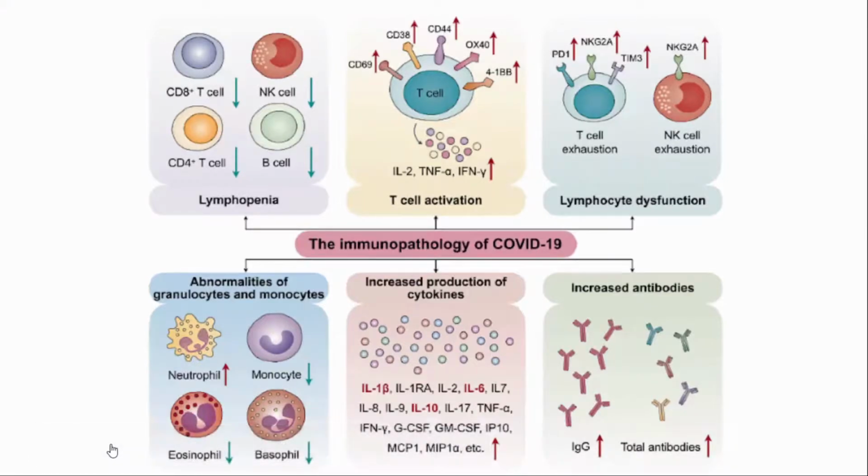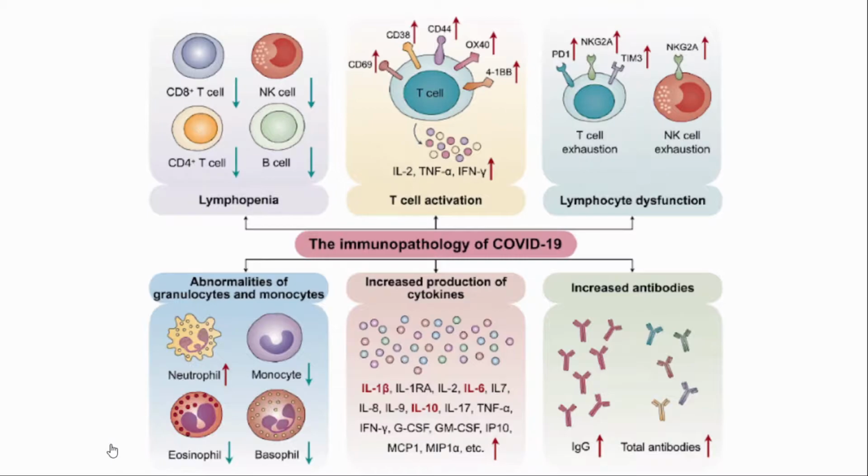Okay, now we are in the part where we will answer this question about the immunopathology of COVID-19. Actually, I will start with the overview of the immunopathogenesis, and then the other members will clarify the mechanisms for you. First, the immune pattern of COVID-19 includes lymphopenia, lymphocyte activation and dysfunction, abnormalities of granulocytes and monocytes, increased production of cytokines, and last but not least, increased antibodies.